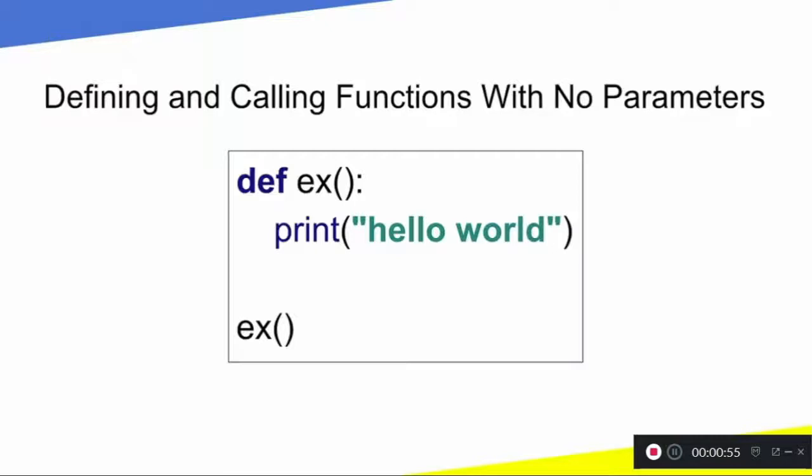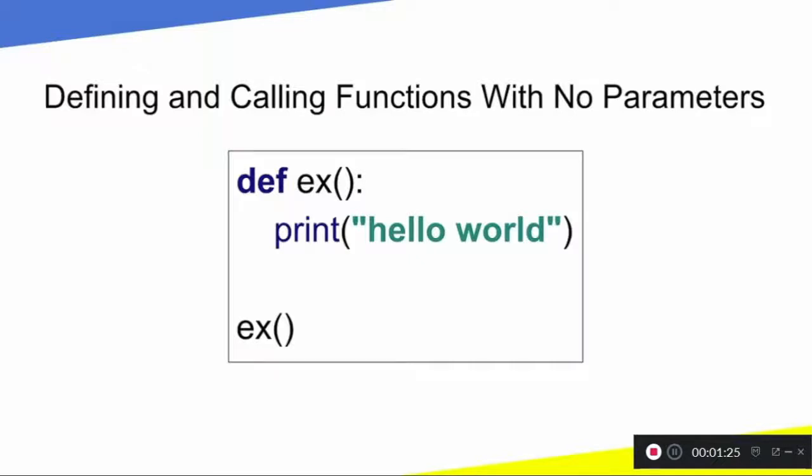So what is a function? First we define a function, then we declare all the things that are needed in the function, and then we call it. First we need to define it, and only then can we call it. So over here, ex is the function, and these are the brackets, then we have a colon, then we are printing hello world, and then we are calling it. So this is the procedure.